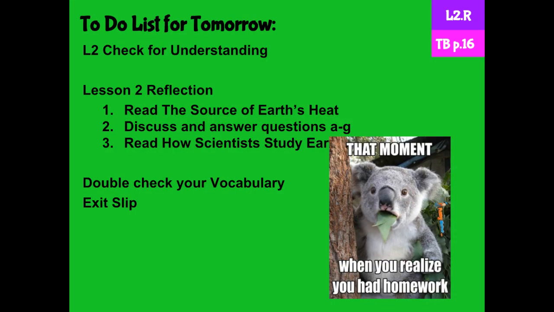So, things to do today. Number 1 would be the Lesson 2 check for understanding, and then you would be working on the Lesson 2 reflection, reading the source of Earth's heat, discussion questions A through G, and then reading how scientists study Earth. Make sure you have your vocabulary done on your green tab sheet, and there may be an exit question today.